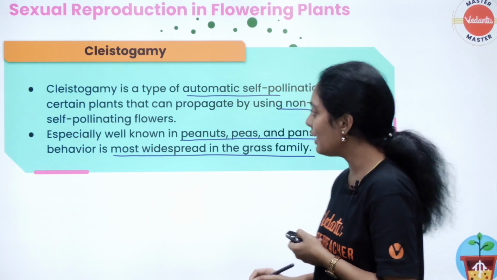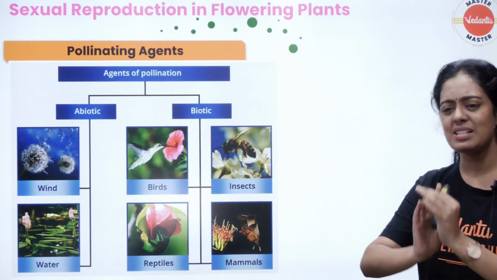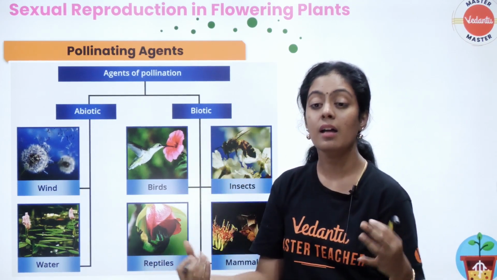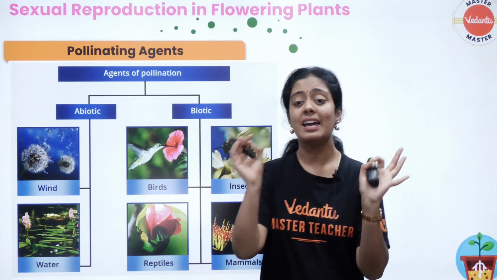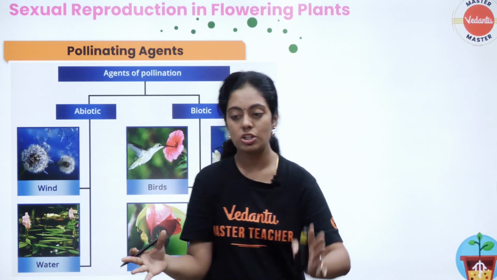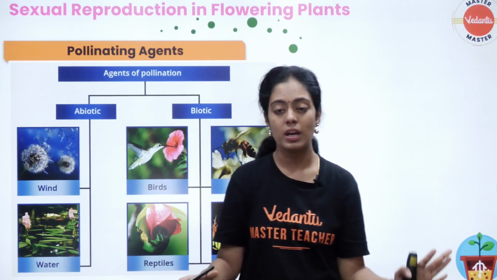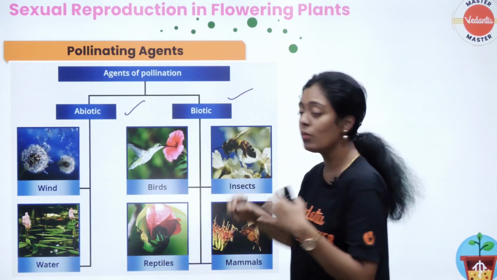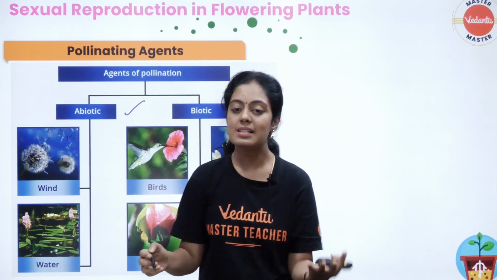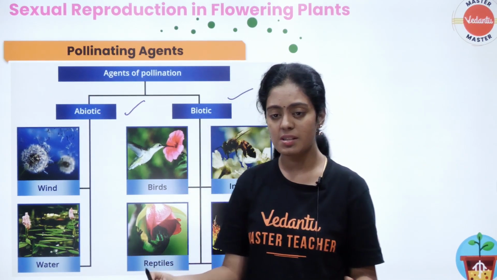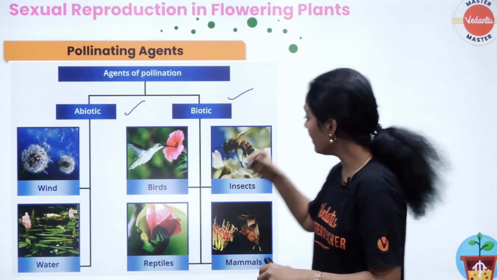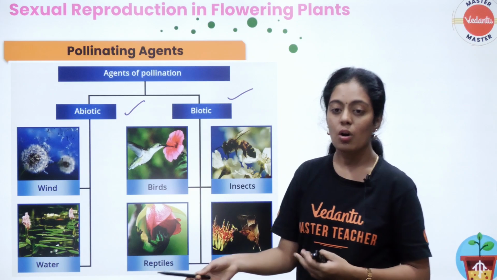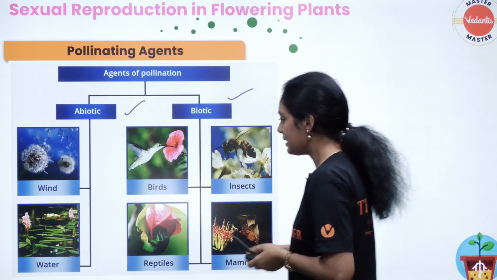Other than that, you also have pollinating agents. I'll just give you a brief idea; we will see the clear picture in the next class. What are pollinating agents? The agents which bring about pollination are called pollinating agents. There are two kinds of pollinating agent: one is abiotic, the other is biotic. What is abiotic? Non-living agents, wind and water. Then you have biotic agents: birds, insects, reptiles and mammals. We will discuss all these in the next class.